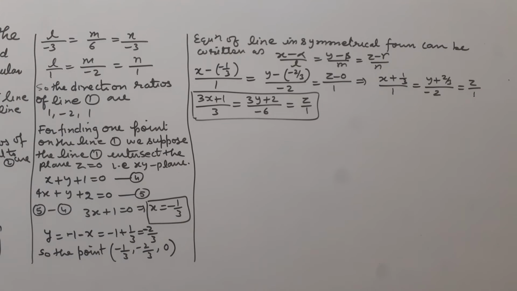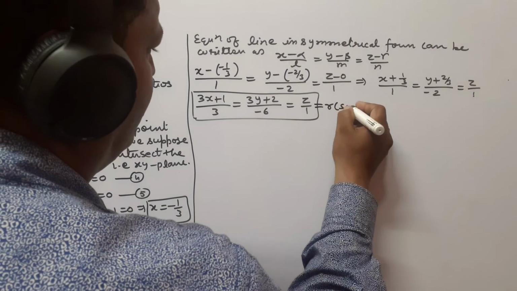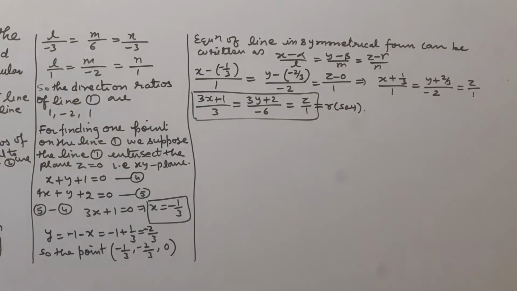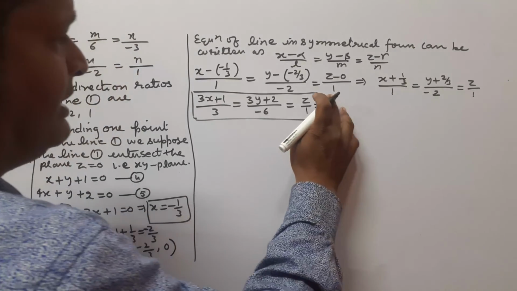Here the given line 1 is in non-symmetrical form. Now we converted the non-symmetrical form into this symmetrical line. Here in this question we have to find the equation of the plane through 1, 1, 1 and perpendicular to the given line.